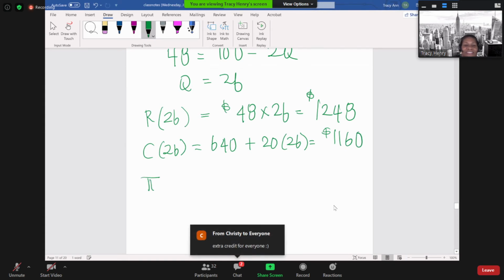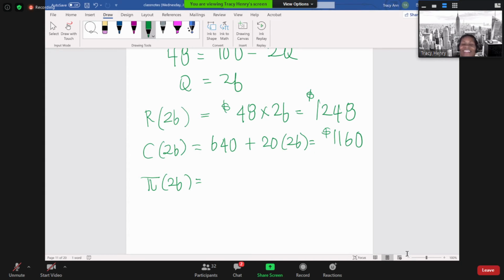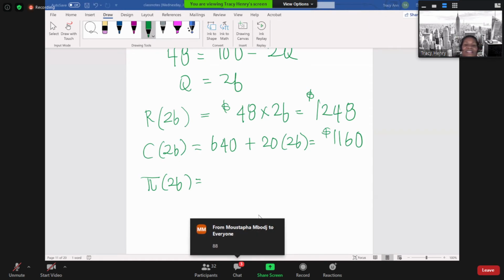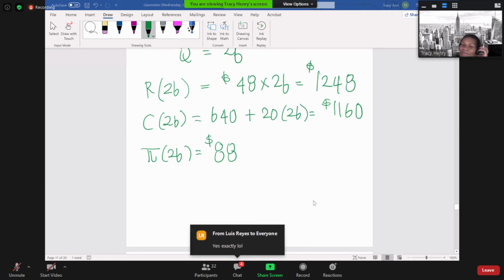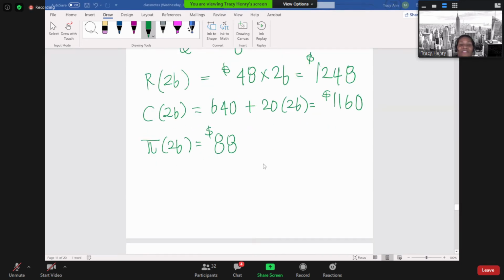So your profit at 26 is equal to 1248 minus 1160, and that's going to equal 88. So the profit here is $88, and the firm is making a profit in this situation.